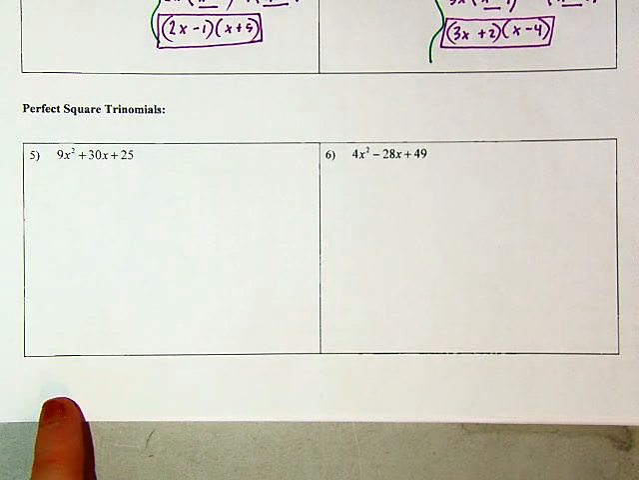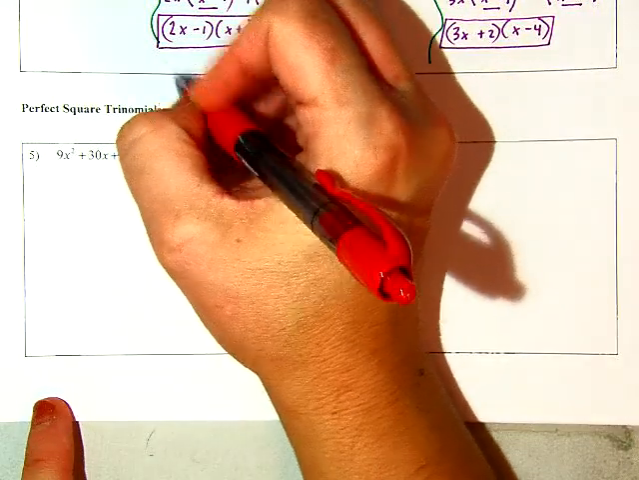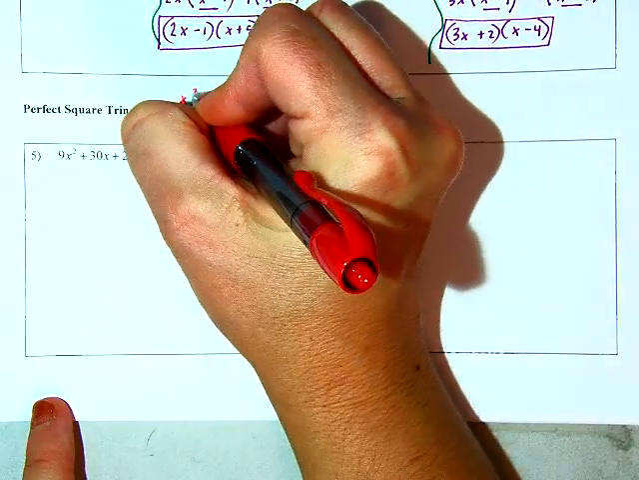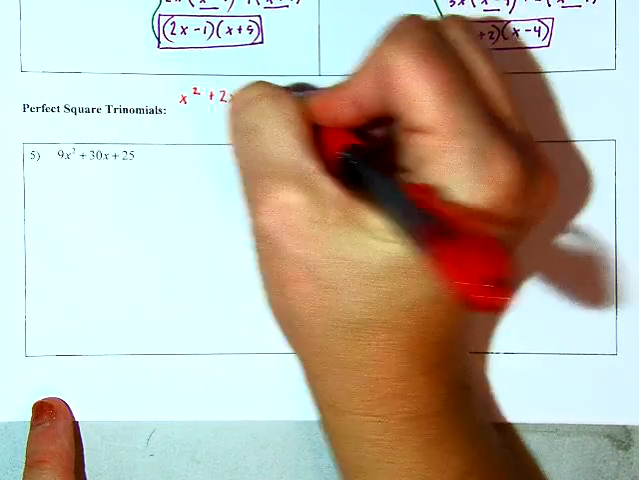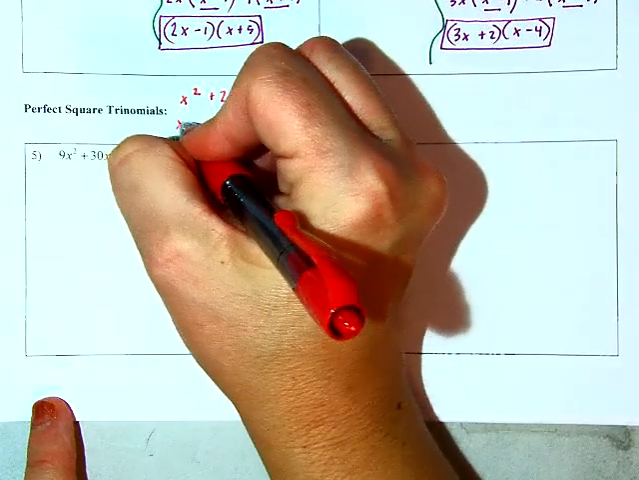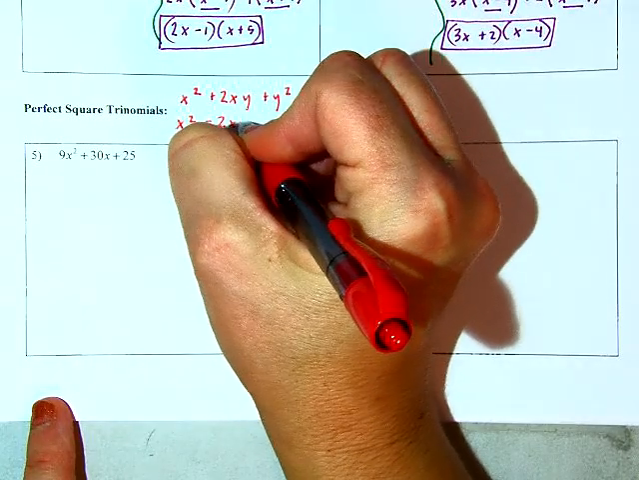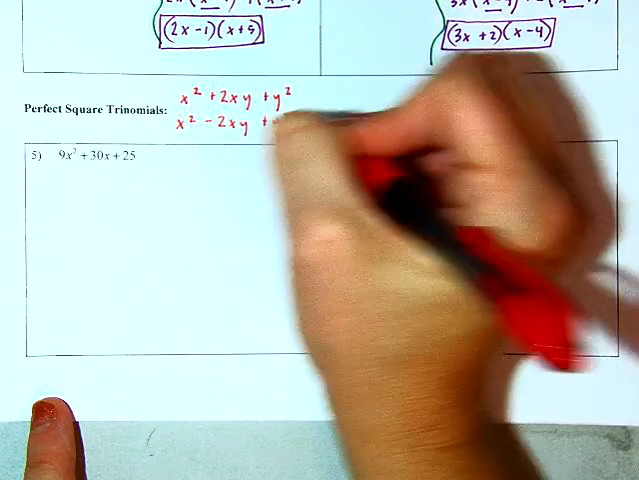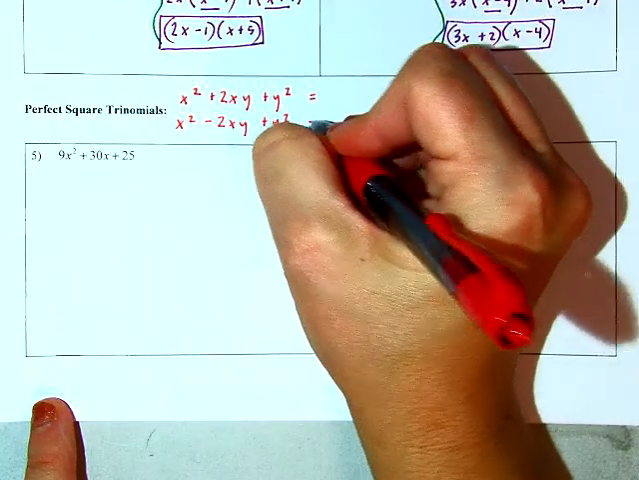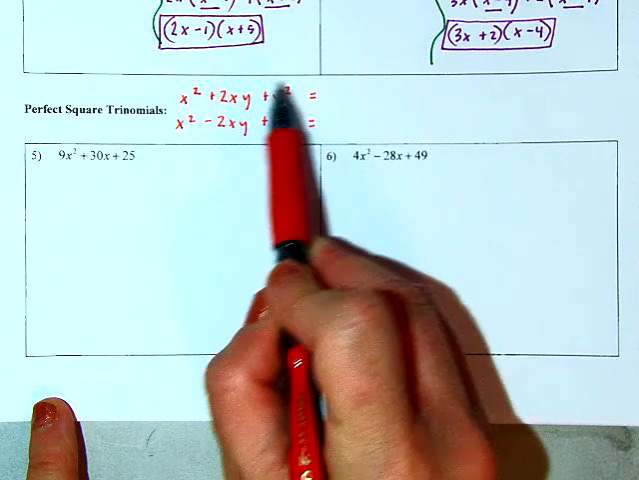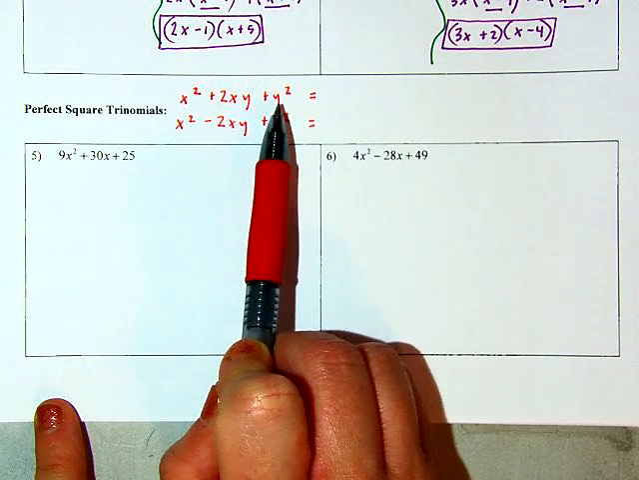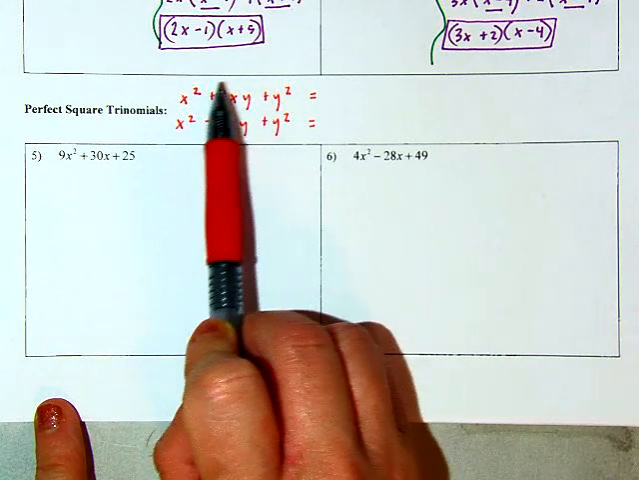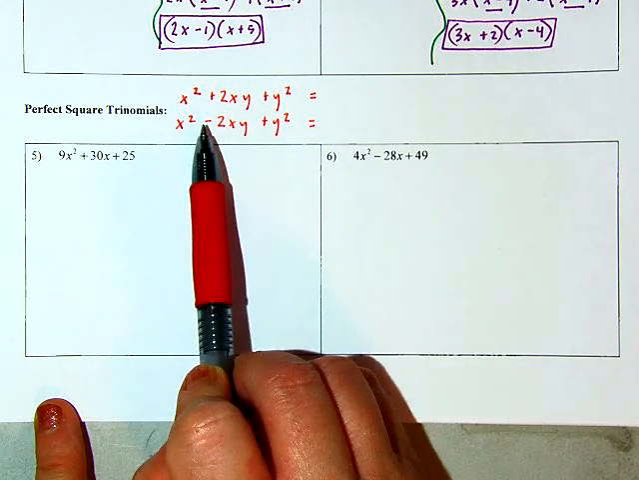We talked about this with the basic type 2. We have two kinds. We have an x squared plus 2xy plus y squared variation, and an x squared minus 2xy plus y squared variation. So the first term and the last term are both perfect squares. And what's in the middle is taking the x times the y and doubling it. Here it ends up positive, here it ends up negative.